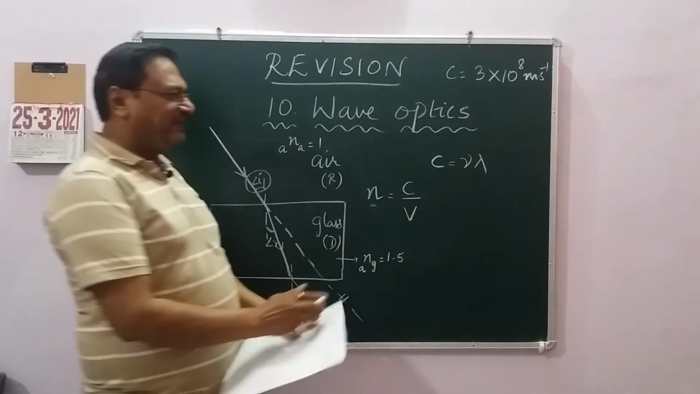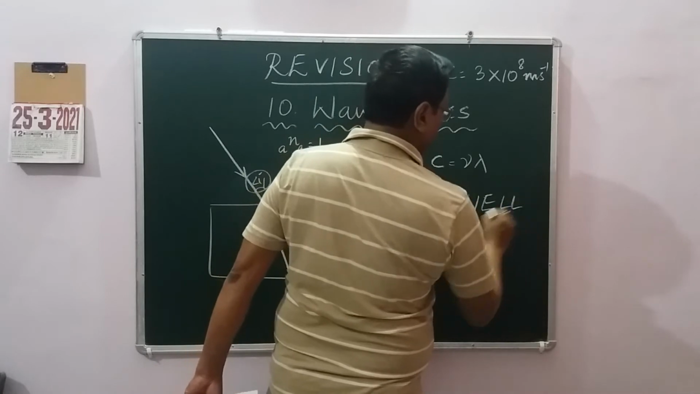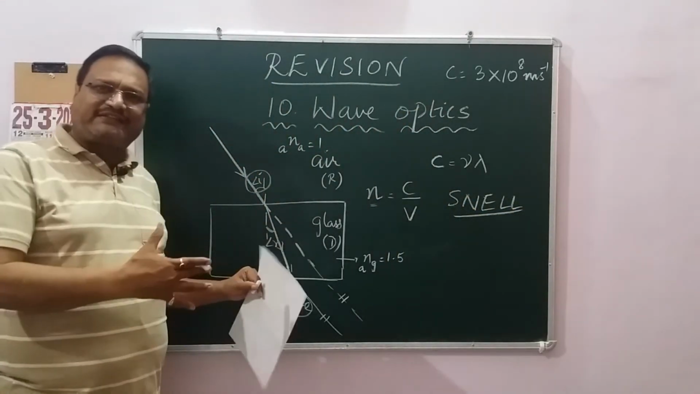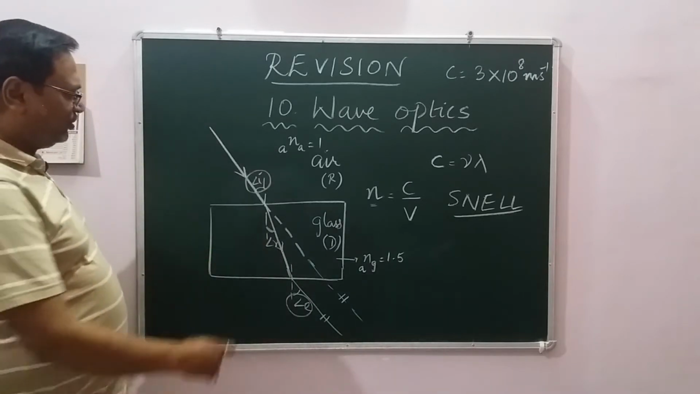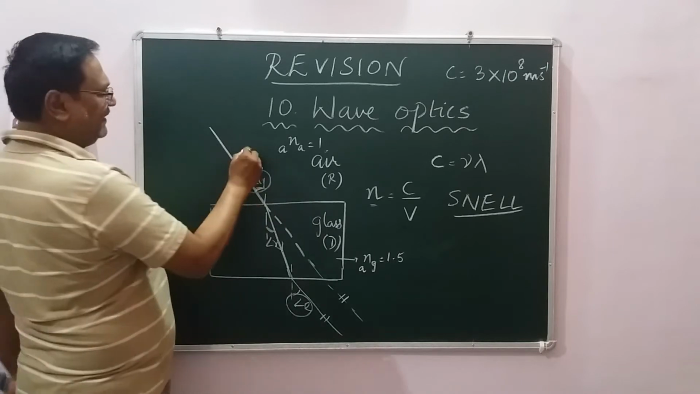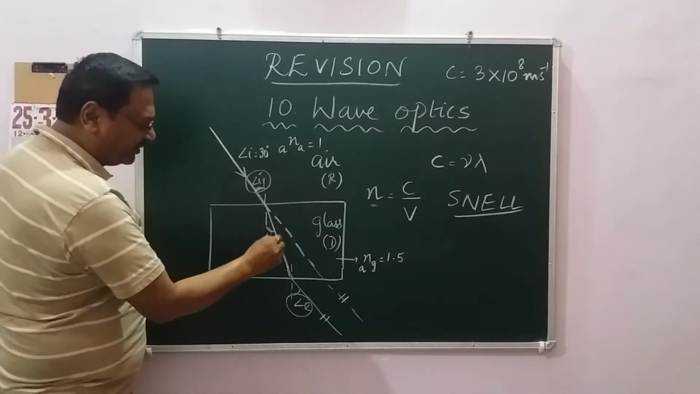So a scientist by the name Snell, okay, Snell's law you will be learning. Snell came with an idea. How can we measure this in the laboratory? If you take a glass slab and fix the angle of incidence, let us say the angle of incidence is 30 degree, and what is the angle of refraction?